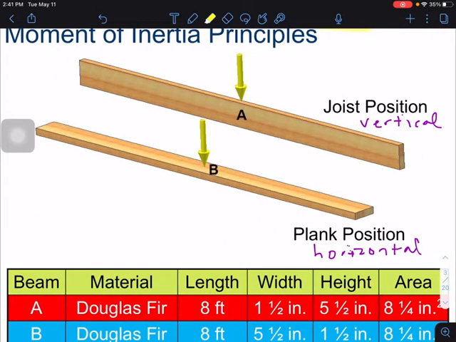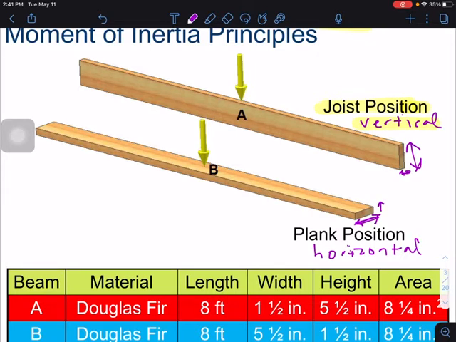Okay, also I put the titles here for joist position, also called vertical. That's when a beam like this is taller than its base. Like that. Whereas the bottom one here is in the plank position, also called horizontal. You'll notice that its base is wider than its height.